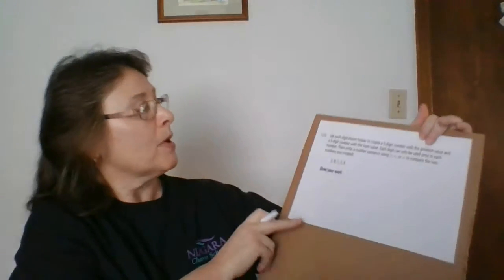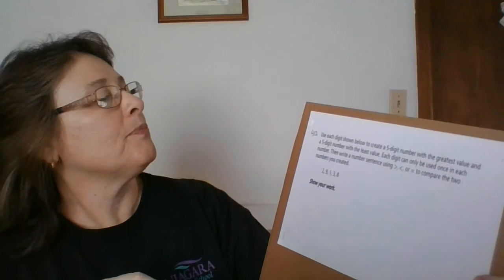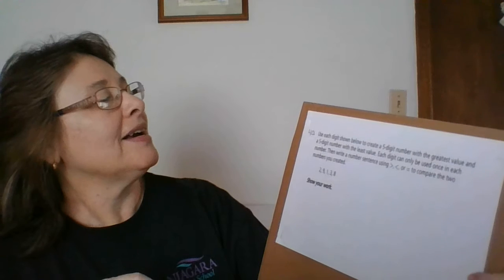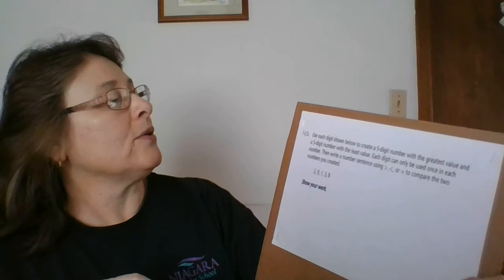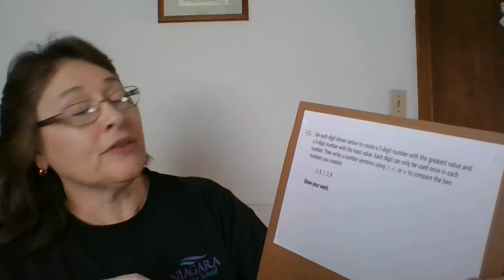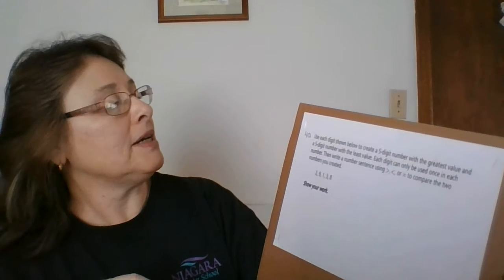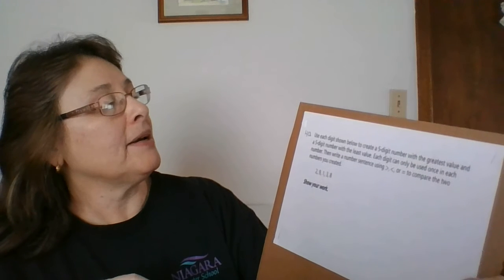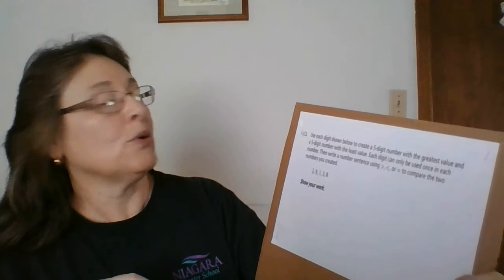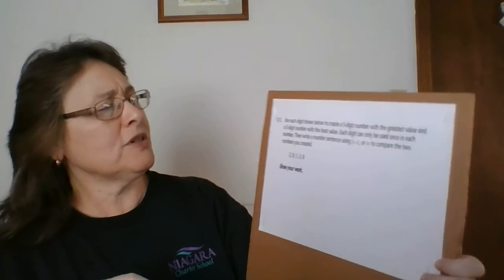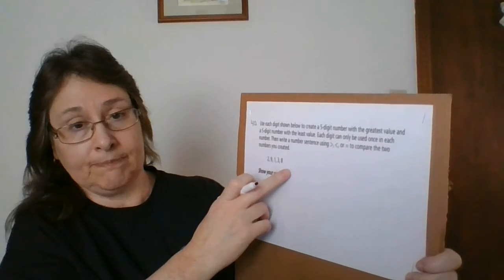Question number 40. Question number 40 says, use each digit below to create a 5-digit number with the greatest value and a 5-digit number with the least value. Each digit can only be used once in each number. Then write a number sentence using greater than, less than, or equal to compare the two numbers that you created. So the digits they want us to use are 2, 9, 1, 3, and 8.